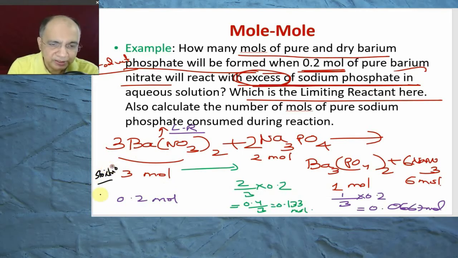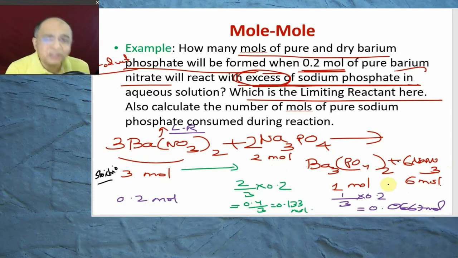Stoichiometry: 3 moles will react with 2 moles to produce 1 mole of barium phosphate and 6 moles of sodium nitrate. This is a mole-mole relationship. We are not interested in finding the mass, so why write the mass or molar mass? So 3 here, 2 here, 1 here, and 6 here.